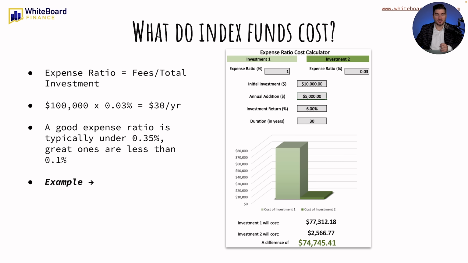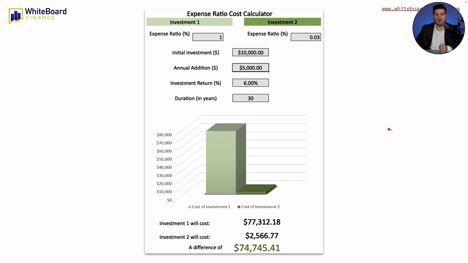Great ones are actually 0.1% and less. So I'm going to show you this example. I'm going to go to the next slide just so you can see it in a little bit bigger scale here. So we have two different investments, investment one and investment two. Investment one's expense ratio is 1%. Let's pretend you have your money with a traditional financial advisor who typically charges you anywhere from 1.5% and less. We're going to use 1% for their example. And let's say you're invested in something that charges you 0.03%.